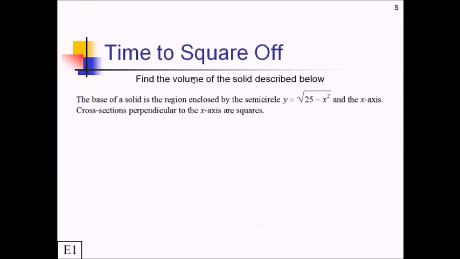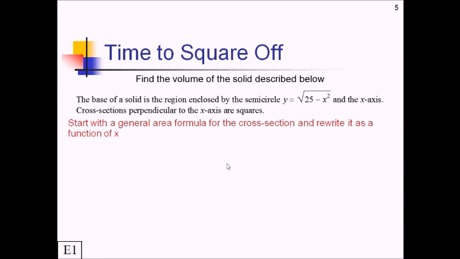At this point, we're going to square off against the warm-up problem. This is the same problem you had in the warm-up. We have that semicircle, cross-sections are squares. But the good news is we don't have to draw it this time. We just have to find the volume. It's actually a lot easier. So we're going to start this by figuring out a general area formula for the cross-section, and then putting it in terms of our function x.